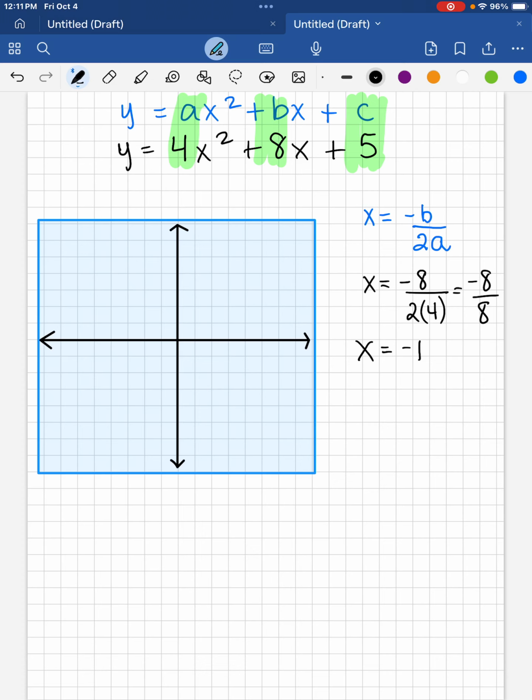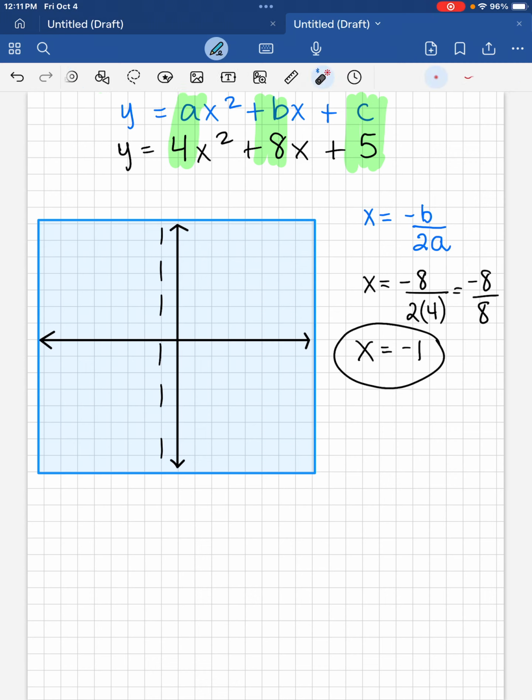So I know that there's a line of symmetry at x equals negative 1 right here. And on that line, my vertex is going to lie. But we need to know the y value of the vertex. The way we're going to figure that out is we're going to take this number, negative 1, and plug it back into the x value of our formula to get our y. So let's do that.